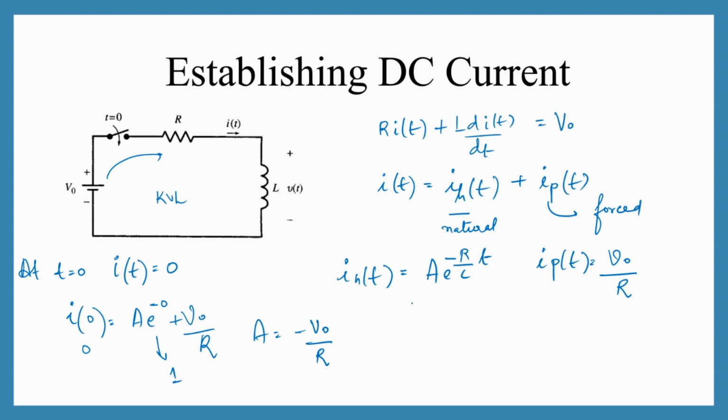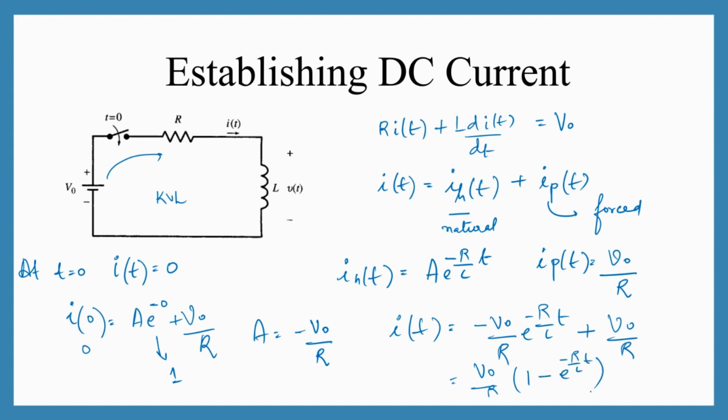So let us now apply this condition to the I of t and find the final equation for this current. I of t is therefore going to be equal to minus V naught by R e power minus R by L t plus V naught by R. So on simplifying, we'll get V naught by R 1 minus e power minus R by L into t. So this is going to be my I of t.